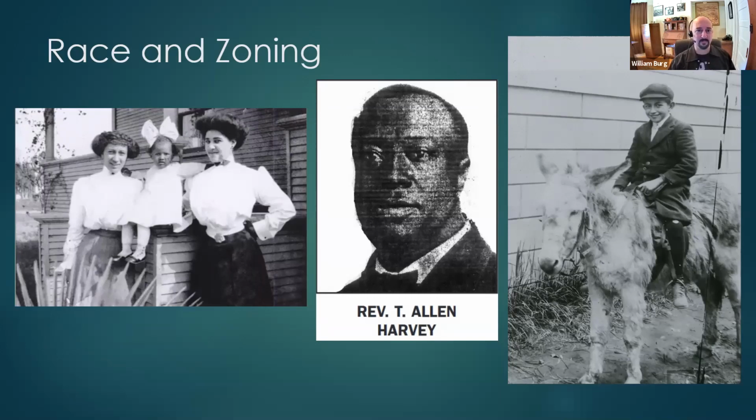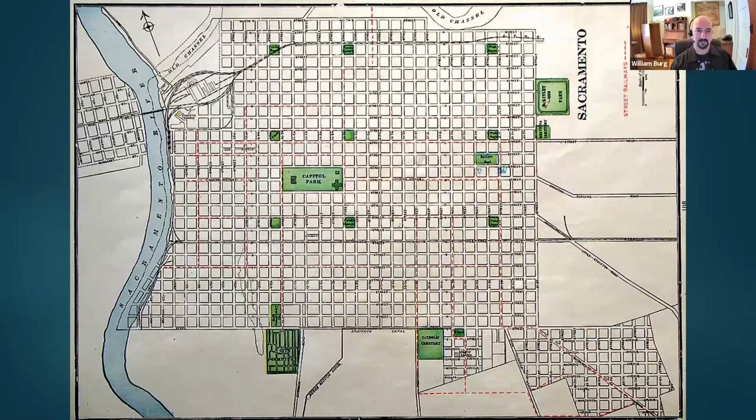George Dunlap bought land in Oak Park for his family home, and you can see his daughters on the left, who later became the waitstaff in Dunlap's dining room, his most legendary restaurant. Reverend T. Allen Harvey opened the first African American church in a suburb in Oak Park. Previously, the African American community was mostly centered on what was called the West End, in between Capitol Park and the river, south of Chinatown.